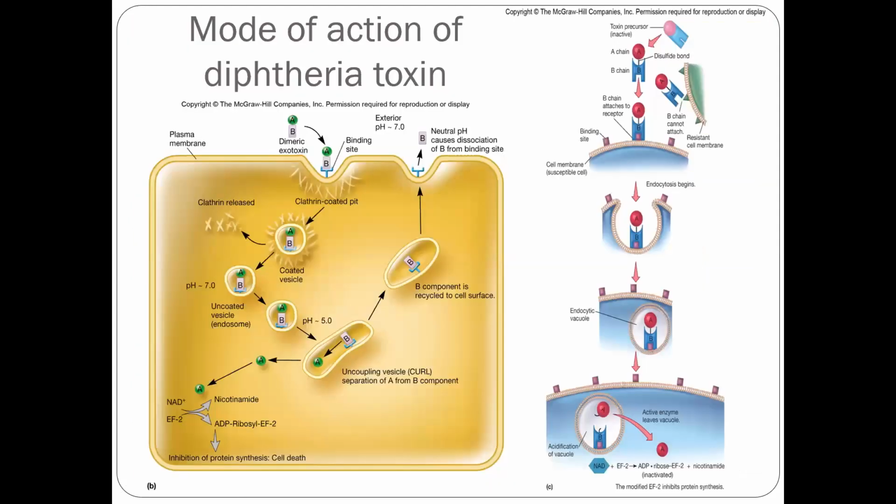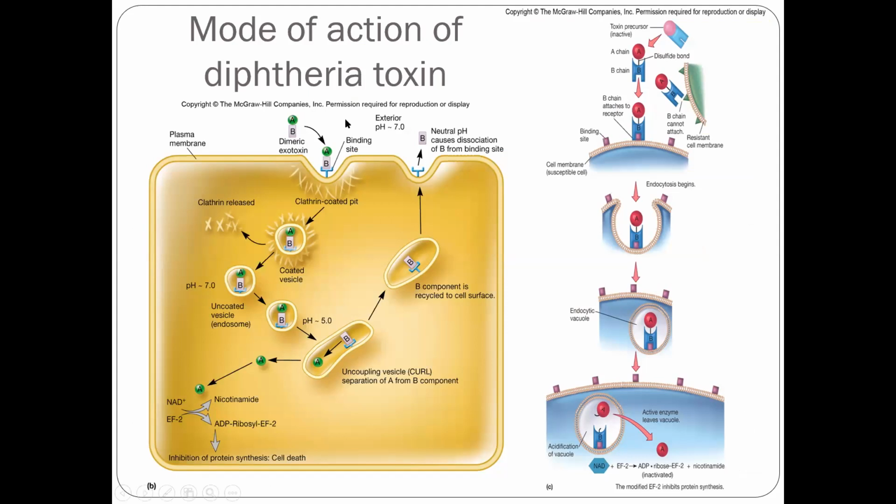Now, this is the mode of action for diphtheria toxin. So why does diphtheria cause a problem? You have two domains. This is called an AB toxin, which has two domains. A is the toxin domain. B is the transmembrane domain. The toxin domain usually causes the toxicity. The transmembrane domain will cause the binding.